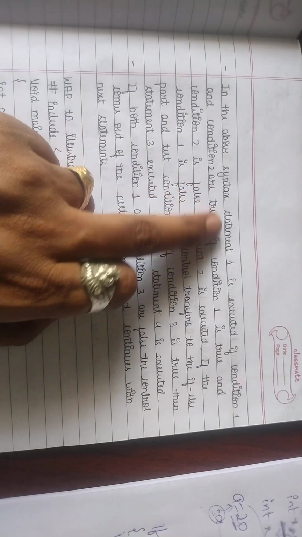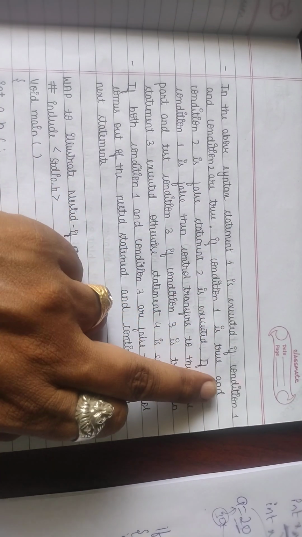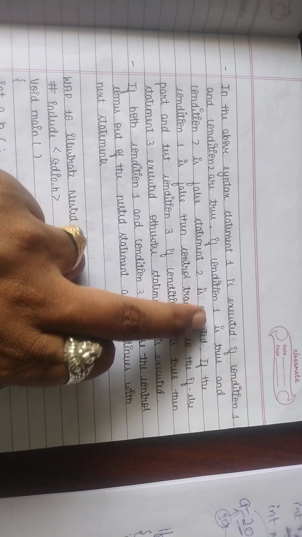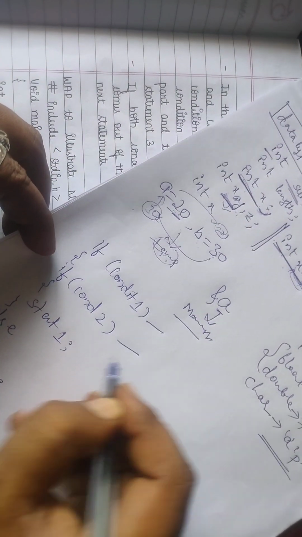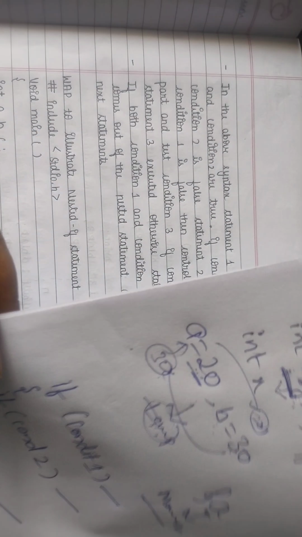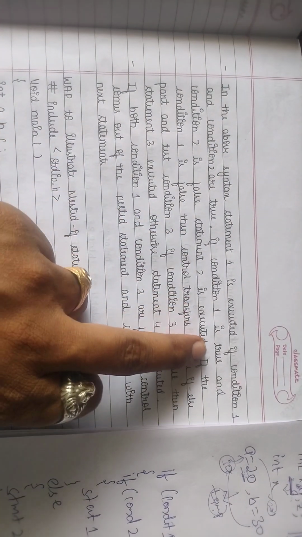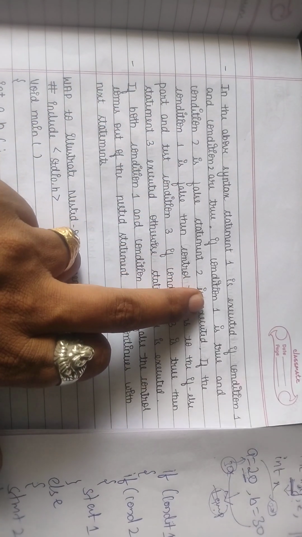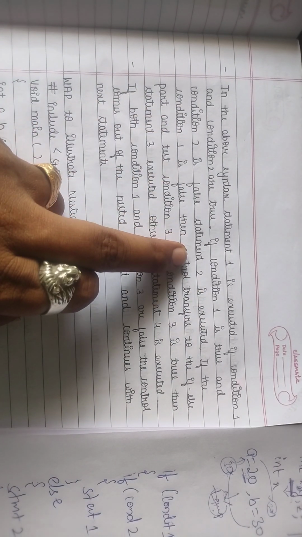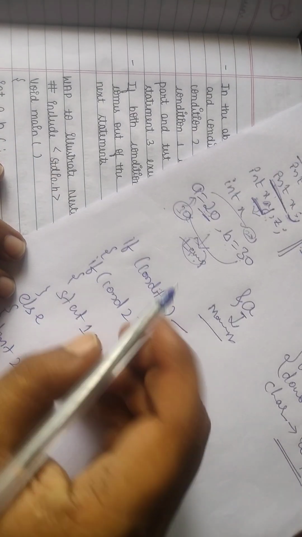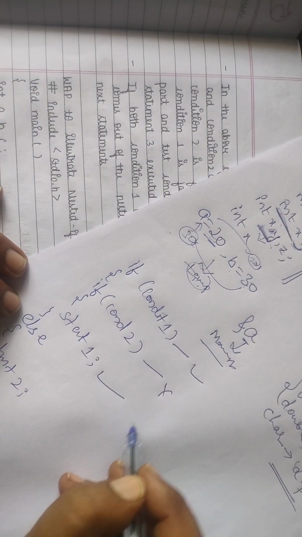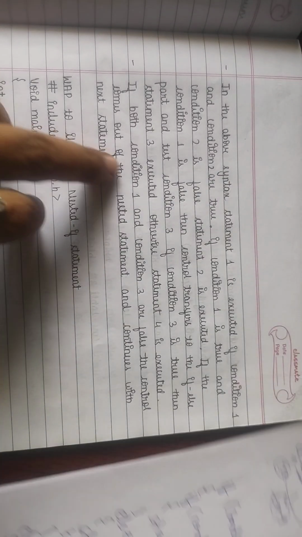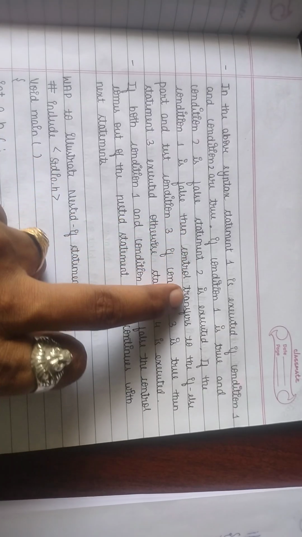In the above syntax, statement 1 is executed if condition 1 and condition 2 are both true, right? Otherwise, if condition 1 is true and condition 2 is false, it executes statement 2. If condition 1 is true and the second is false, then it can execute statement 2, right?